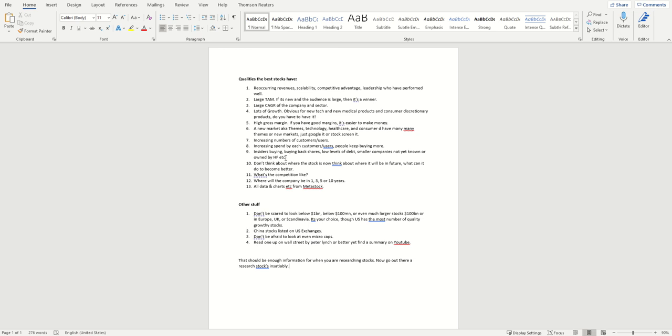Qualities of the best stocks I have: recurring revenues, scalability, competitive advantage, leadership who have performed well, founder-led, so to speak, and a large TAM, which is total addressable market, so something that billions of people can do or need. And stocks that have a large compounded annual growth rate, which is CAGR, both in the sector and in the company. So is this a growing sector? For example, electric vehicles is a growing sector, right? There's going to be many ways to play that, but there's going to be many winners there as well.